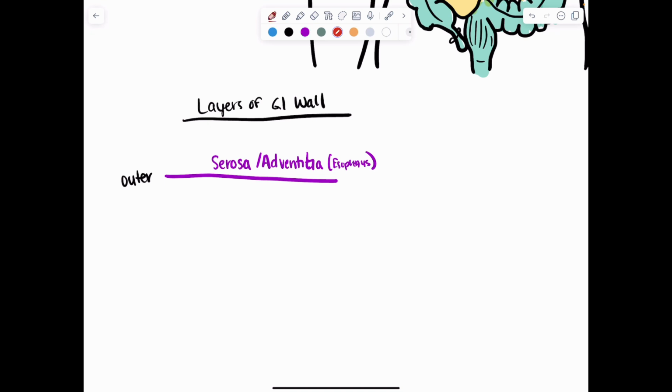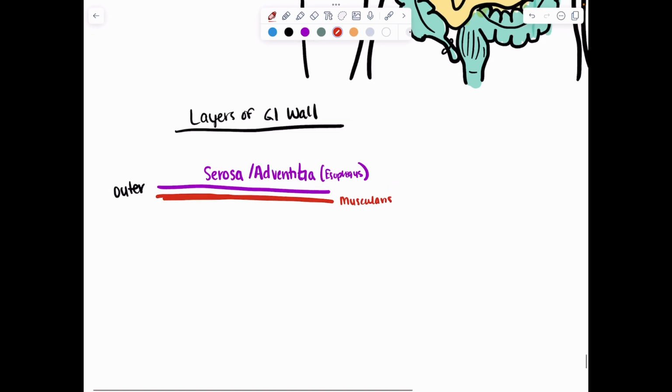My next layer is going to be my muscular layer, called my muscularis externa. So this is multiple layers of smooth muscle, right? The digestive system is smooth muscle. We have an inner circular layer and we have an outer longitudinal layer. So the circular layer, the inner, has the muscle fibers circling around the organ, whereas longitudinal, they're going this way. So the inner is circular, the outer is longitudinal.